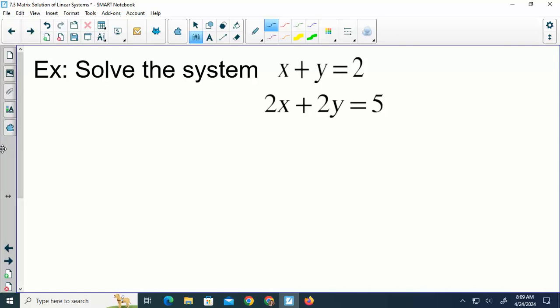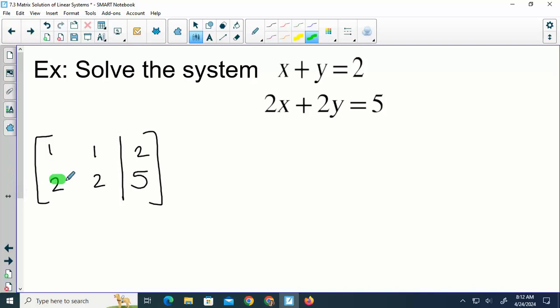Why don't you guys see if you can solve this one? So the first row is 1, 1 equals 2. Second, 2, 2 equals 5. First thing we need is a 1 in row 1, column 1. And we have it. So the next thing is to get this to be a 0. How did you guys get that to be a 0? Row 2. So we start with row 2. It's a positive 2, so you have to subtract 2 times row 1.